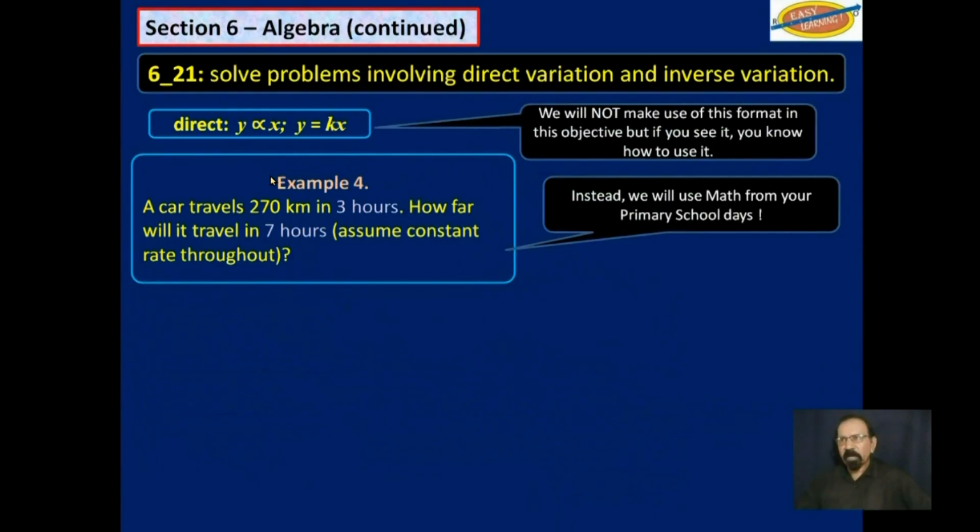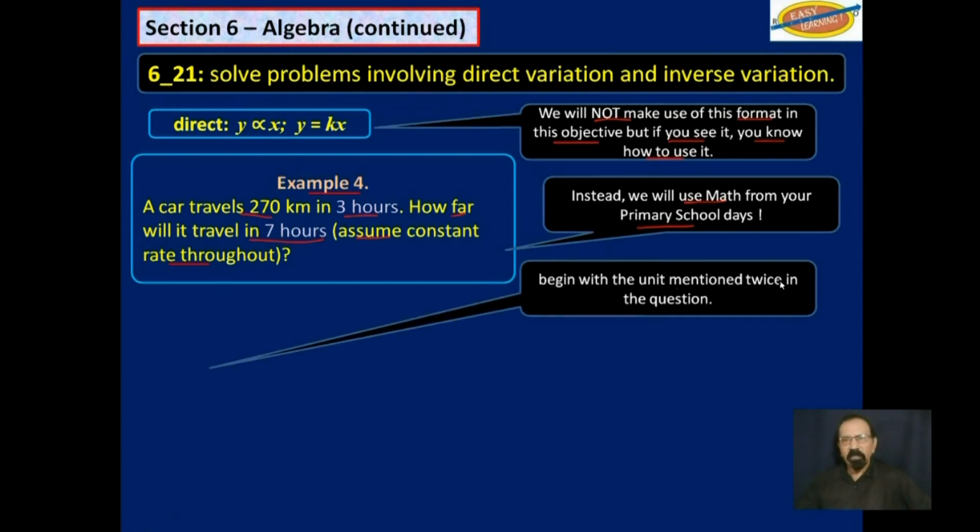So let's do example 4. A car travels 270 kilometers in 3 hours. How far will it travel in 7 hours? Assume constant rate throughout. Well, I told you we will not make use of this format in this objective, but if you see it, you will know how to use it. We will look at that after we look at the simple method. We will use math from primary school days.